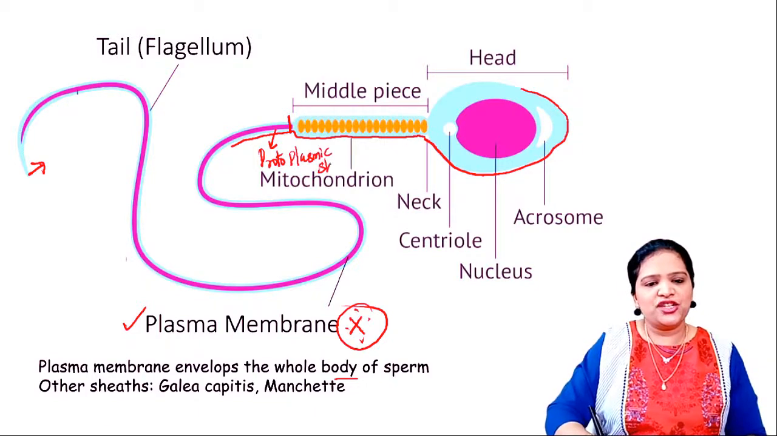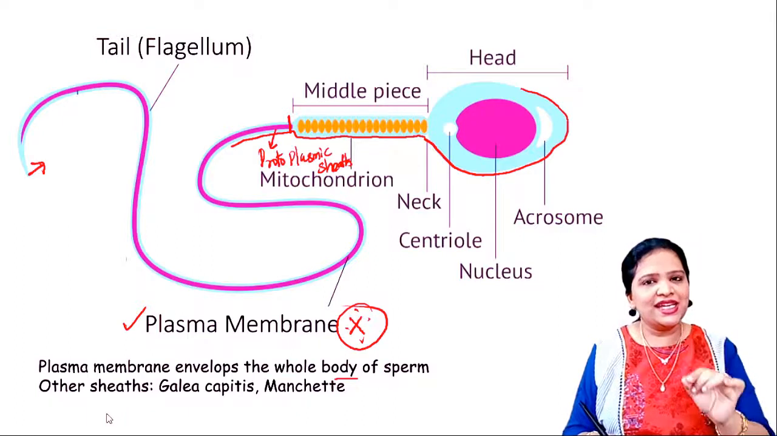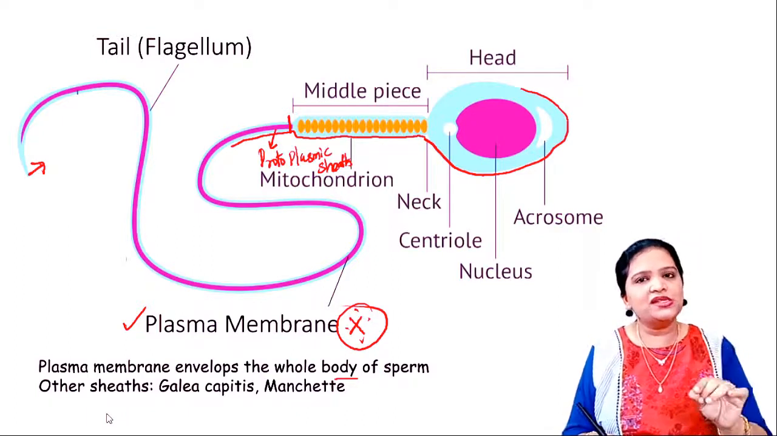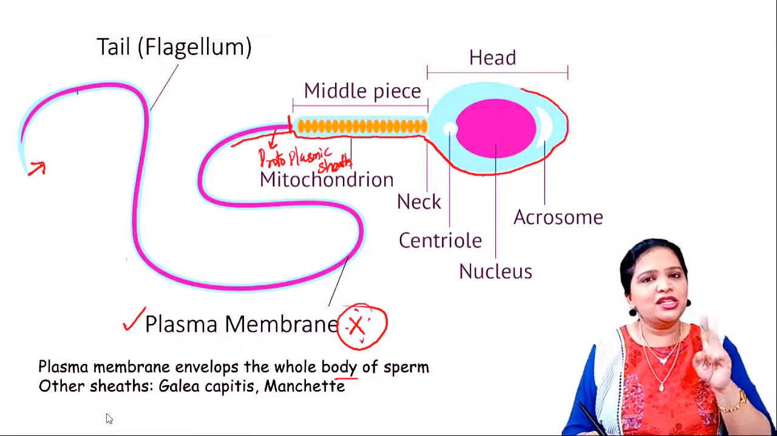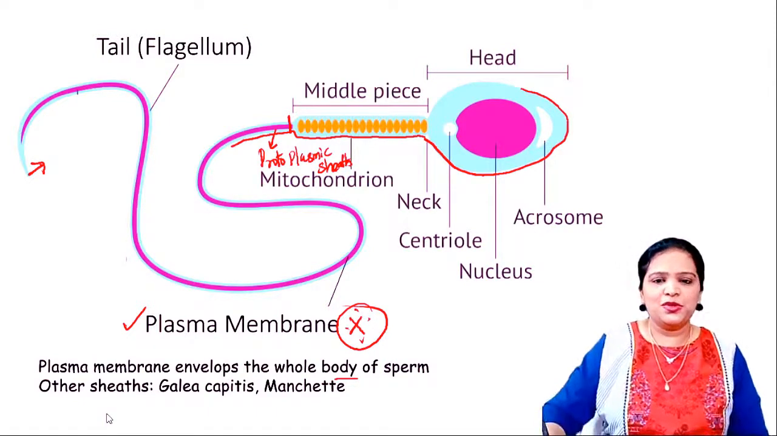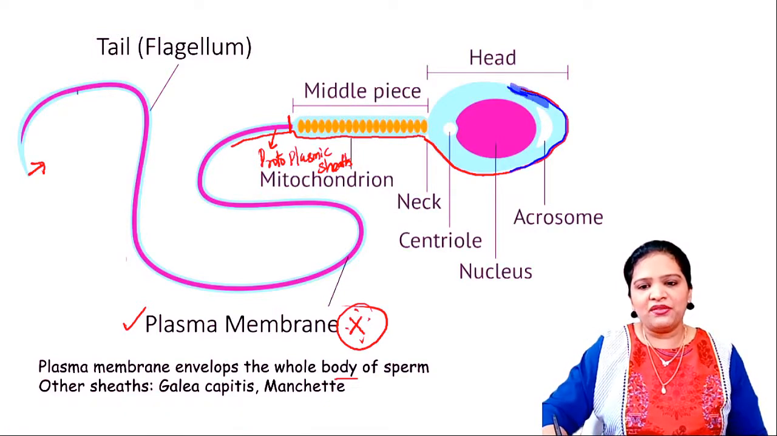Protoplasmic sheath. Protoplasmic sheath is a second extra double covering present only in the tail part. Okay, right. There are another two more sheaths in the sperm cell. In the front part, there is another covering like this. There is a thin sheath like this.